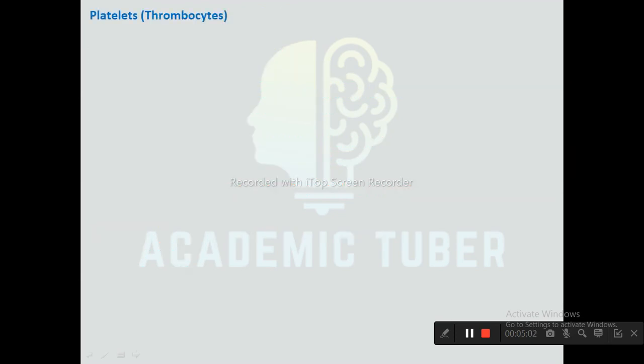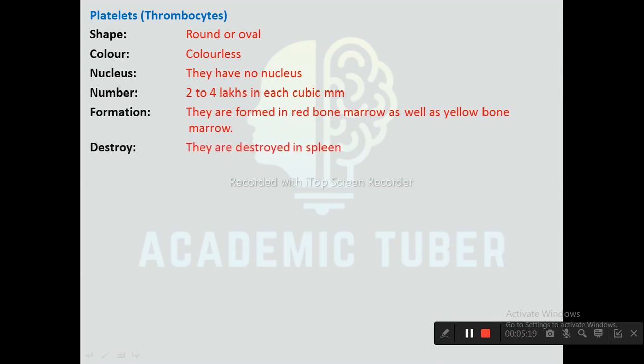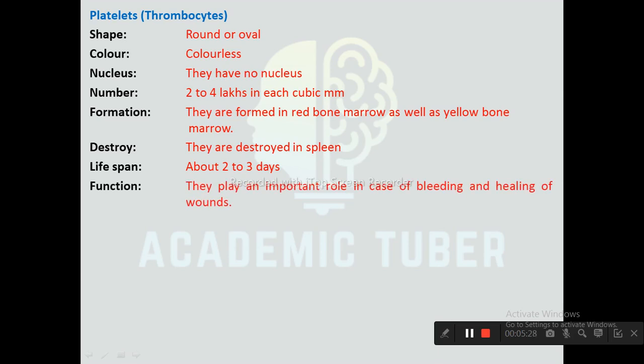Next one is platelets, which are also known as thrombocytes, and their shape is round or oval, and they are also colorless and they do not have a nucleus. The number of platelets ranges from 2 to 4 lakhs in each cubic millimeter, and they are formed in the red bone marrow as well as yellow bone marrow. They are destroyed in the spleen, and their lifespan is about 2 to 3 days, and they play an important role in case of bleeding and healing of wounds.